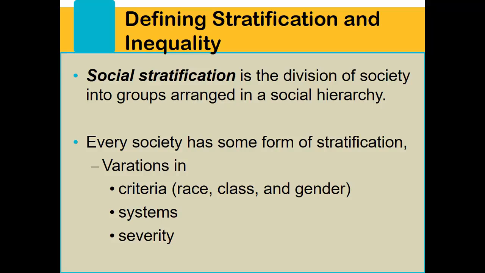So when we talk about social class, we talk about social stratification. When we use this term, we are talking about the division of society into groups arranged by social hierarchy. Every society has some form of stratification. This includes variations in race, class, and gender, also known as criteria, systems, and severity.